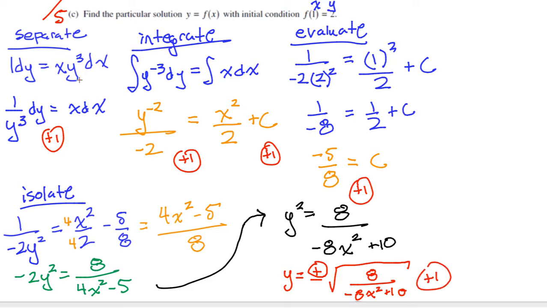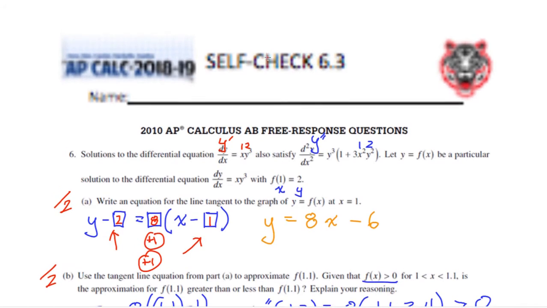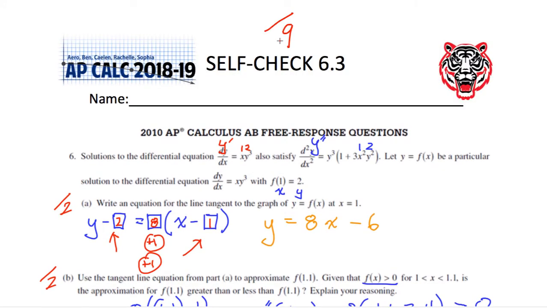How many points did you get out of 5 for that problem? And then at the very top, how many points did you get out of 9? Tally them up.